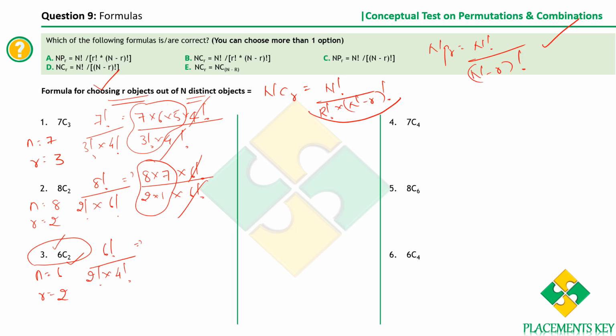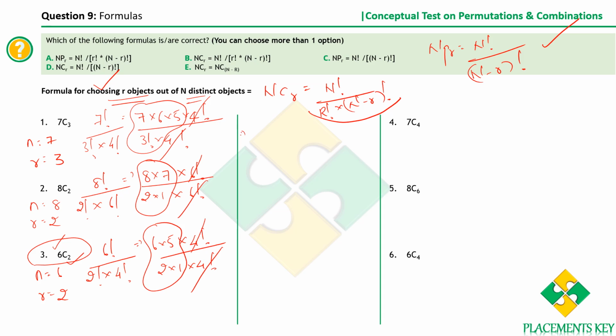On substitution we get 6 into 5 into 4 factorial divided by 2 factorial into 4 factorial. So 4 factorial and 4 factorial get cancelled. We have the answer as 6 into 5 by 2 into 1. Now let's see if we'll have to do this every time, because there is a redundancy here, right? We are writing something, we are multiplying something, we are dividing by something. So let's try to reduce the redundancy.